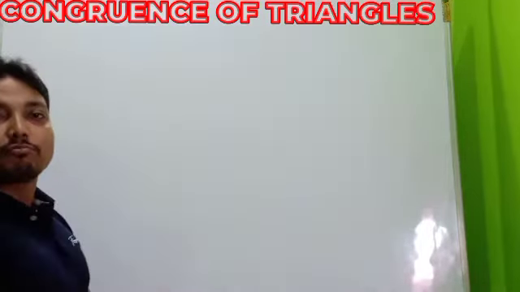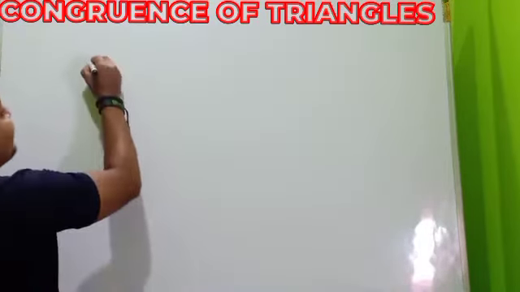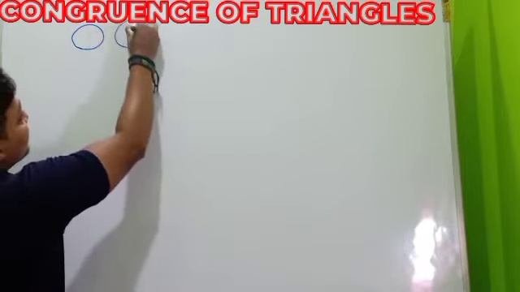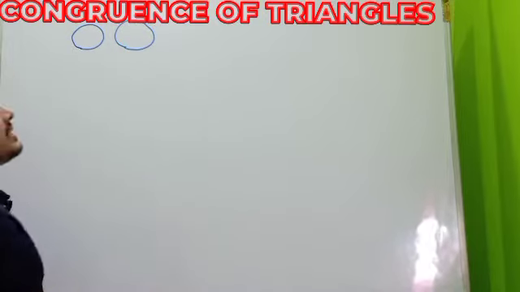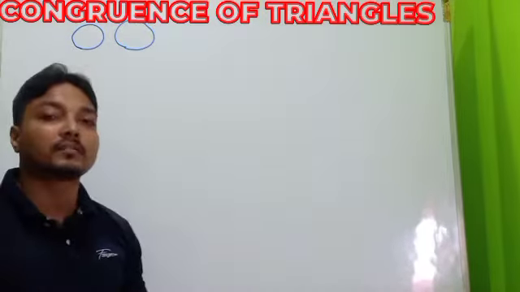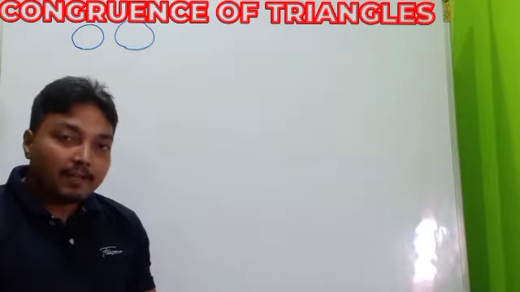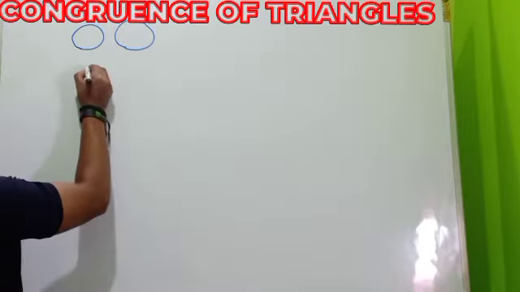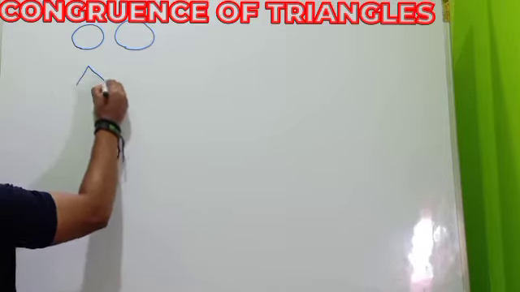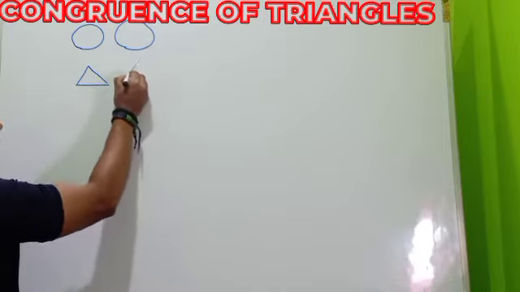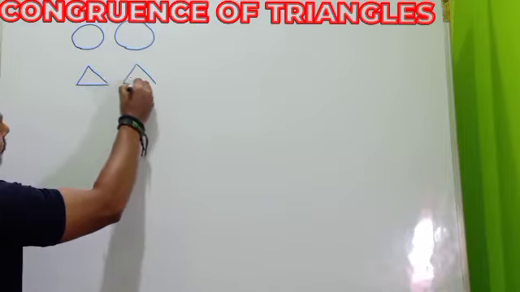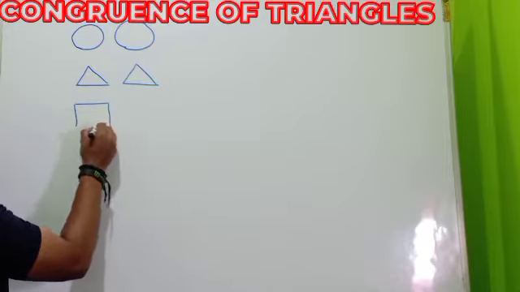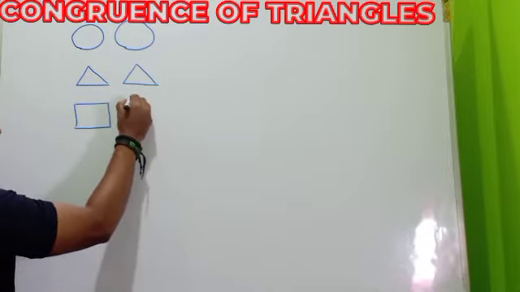So for this you just have to see: here is one circle, here is another circle, and I said both circles are congruent whenever both have the same shape and also the same size. And here is an equilateral triangle, and here is another equilateral triangle. Here is a square, here is another square.